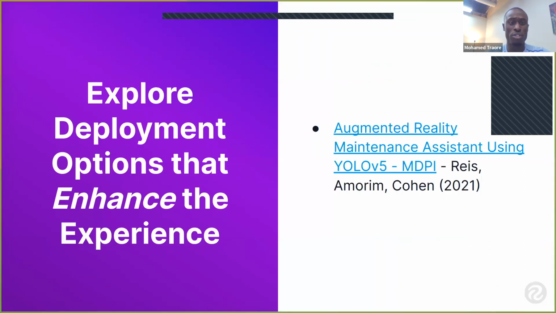So other things that we'll need to do: exploring deployment options that enhance the experience. There are other papers that have used YOLO V5 for things such as augmented reality applications. Here's one I've linked in this presentation of augmented reality for a maintenance assistant using YOLO V5.